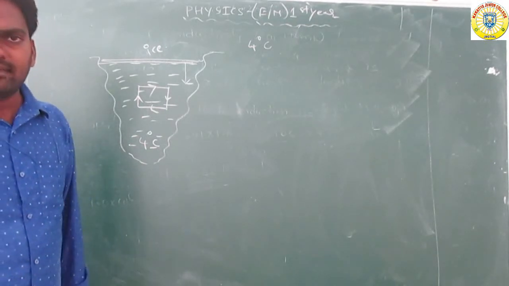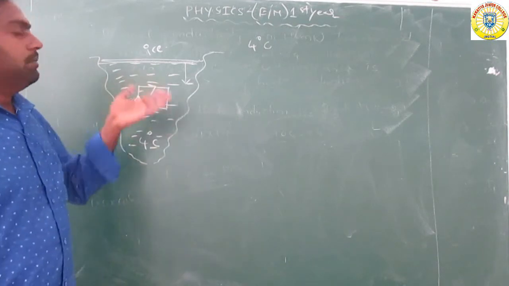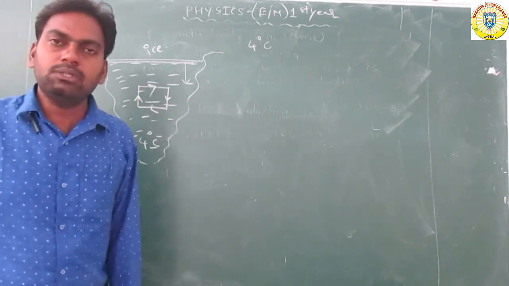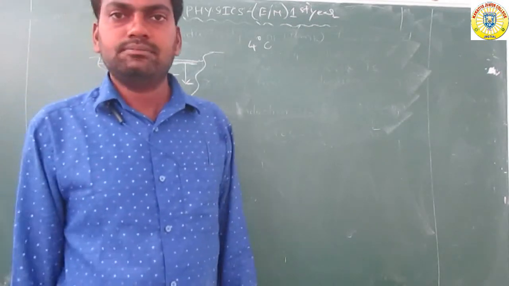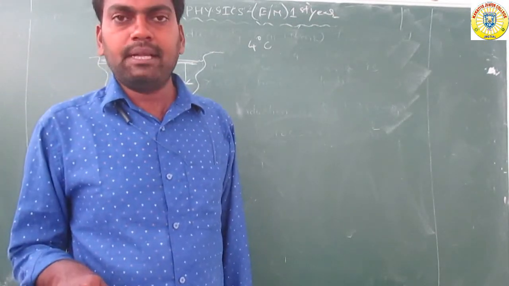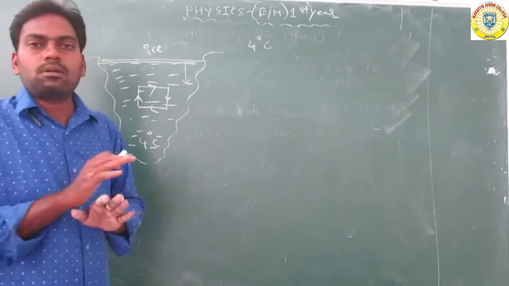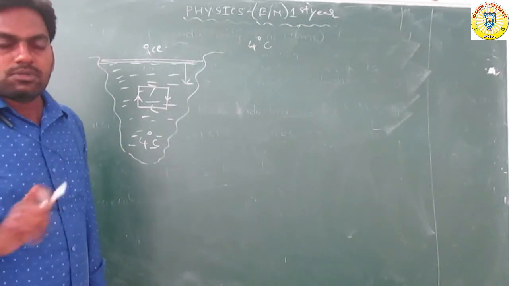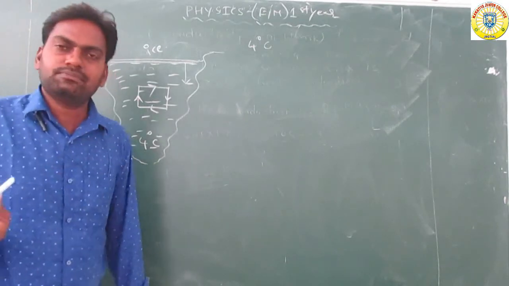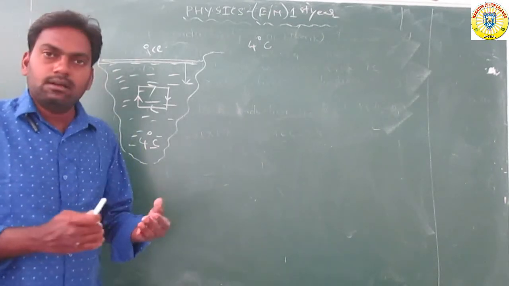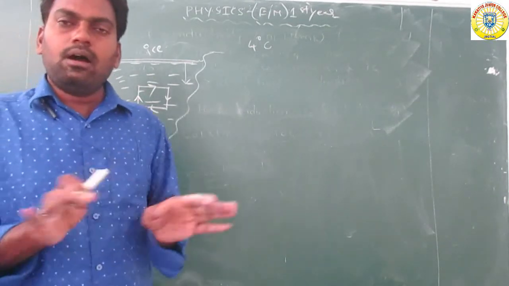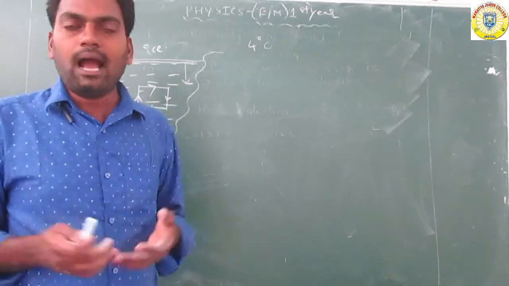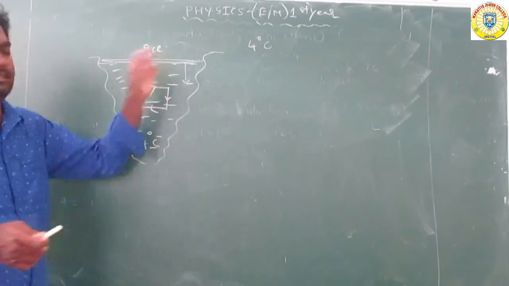Further cool the weather, so below 0 degrees C temperature, the water will not sink. Why? Because the water becomes very light, and that water turns to ice, forming ice on the lakes.